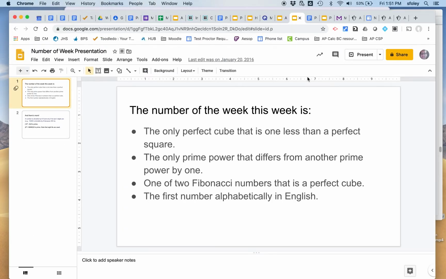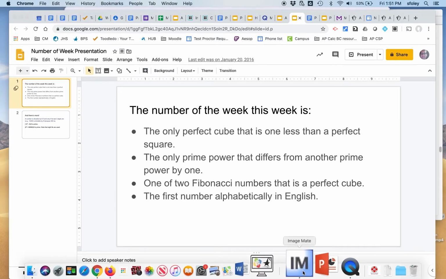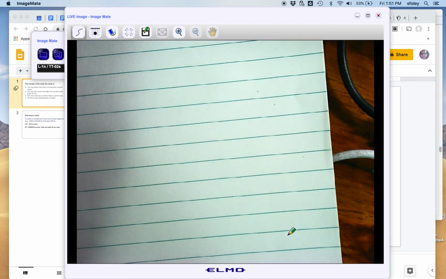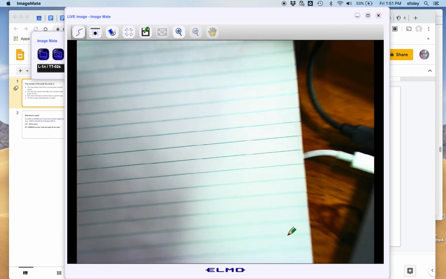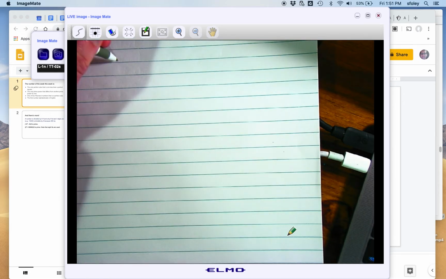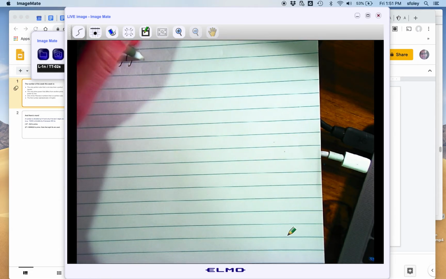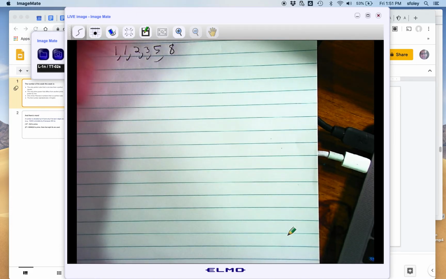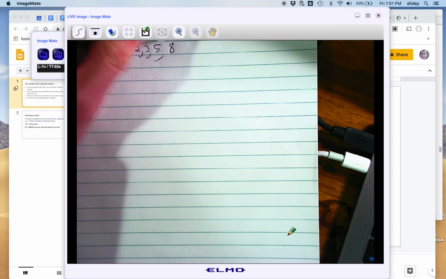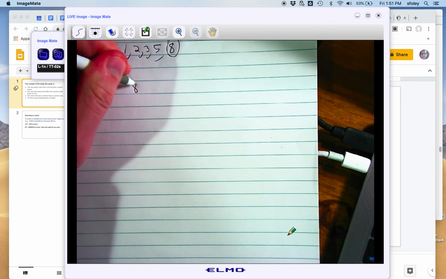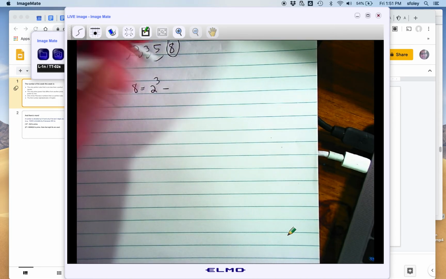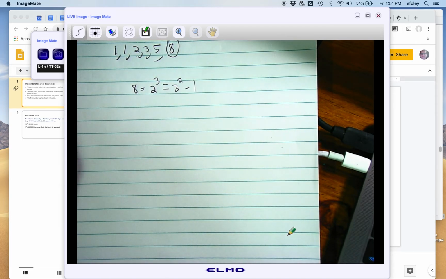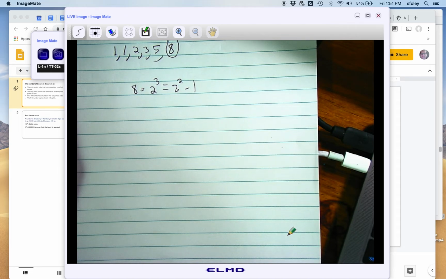Okay, now we're back. And so hopefully you came up with it. The number of the week is 8. And so here are the things that I just talked about. So Fibonacci sequence 1, 1, 2, 3, 5. We're adding up pairs of numbers to get the next one. And of course, 8 is on there, and 8 is a perfect cube, and it is one less than a perfect square. So 3 squared is 9, of course.